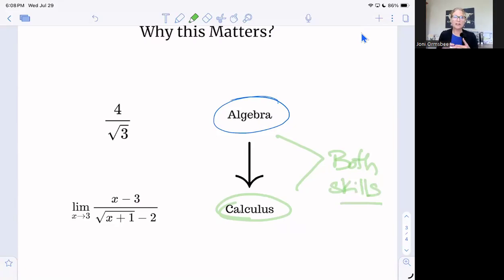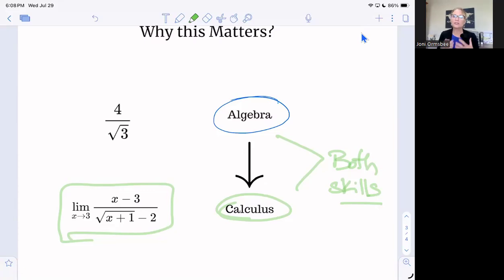So if they understand some of these skills before calculus starts, then learning this new concept where they have to apply a prior skill in algebra becomes a lot easier in learning the calculus concept without having to go back and learn the algebra on top of learning the calculus concept.